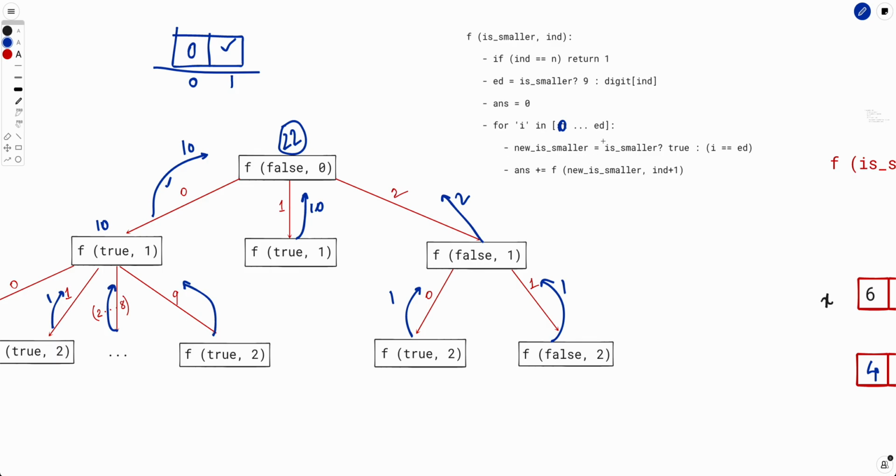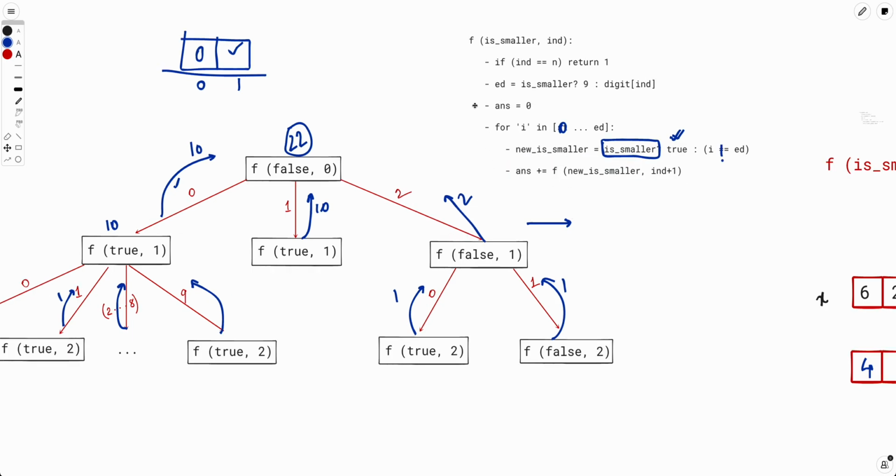Basically, if is smaller is already true, it means there is already a non-matching digit before. So if there is already a non-matching digit, that will continue to exist. If there is no non-matching digit, then it depends whether the current index is ed or not. If it is not equal to ed, then there is a non-matching digit. Basically, the current index can be a non-matching digit. If it is ed, then in that case everything is matching, so you will have to pass false here again. So we will just do this for everything between 0 and ed and sum them all up to get the answer, right? So hope this entire solution makes sense.